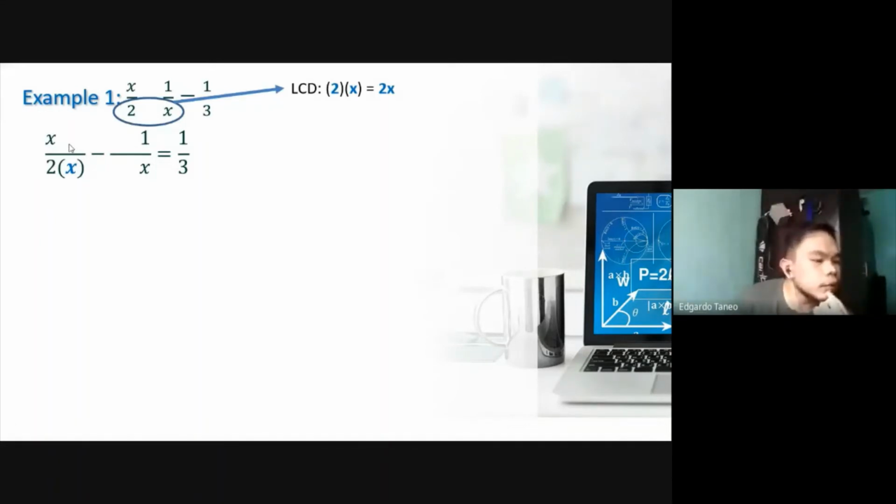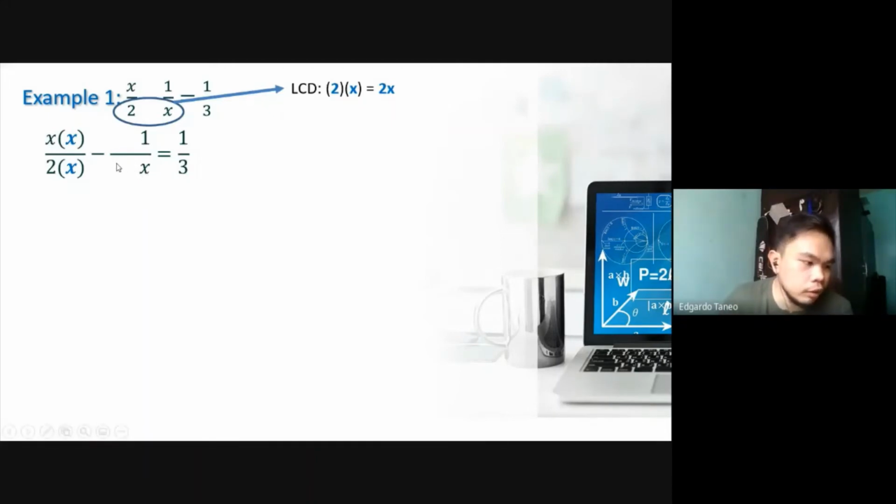I-resolve. Okay, very good, Christine. So x then. So x times x. Again, kung ano minultiply ko dito, yun din ang imumultiply natin dito. Okay? Now, let's move to this one, to negative 1 over x. Okay? Anong kulang kay x para maging 2x?